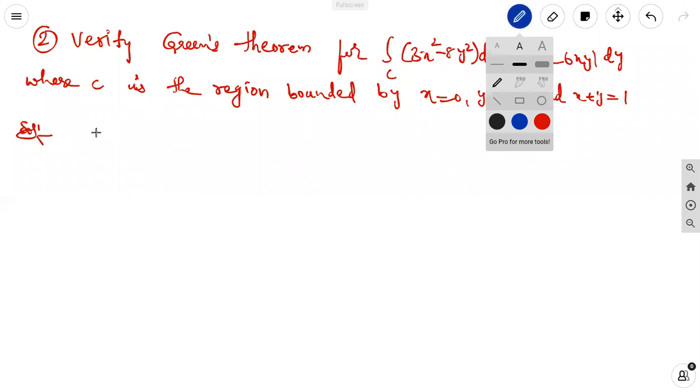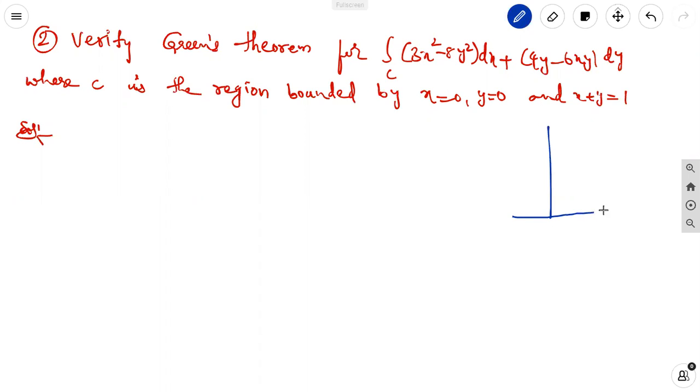The second problem is to verify Green's theorem for the integral over C of 3x square minus 8y square into dx plus 4y minus 6xy into dy, where C is the region bounded by x equal to 0, y equal to 0 and x plus y equal to 1. See here, y equal to 0 is the x-axis, so on the x-axis the y coordinate is 0. On the y-axis, the x coordinates are 0. And x plus y equal to 1.